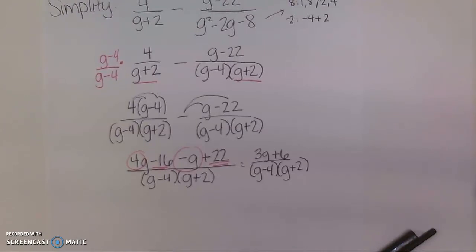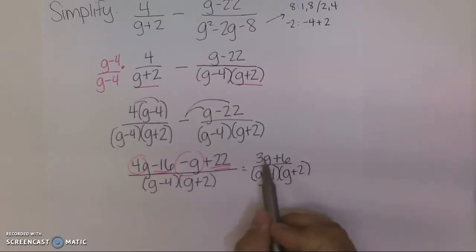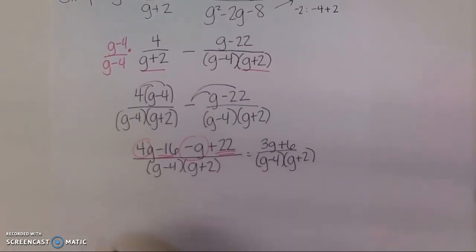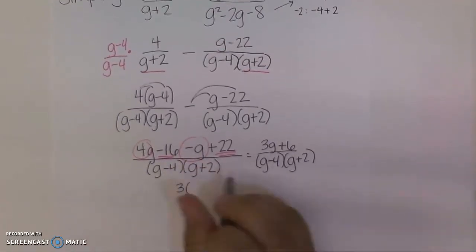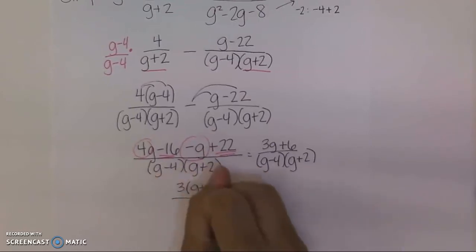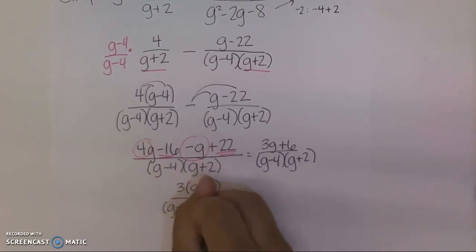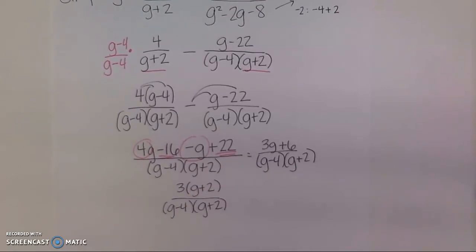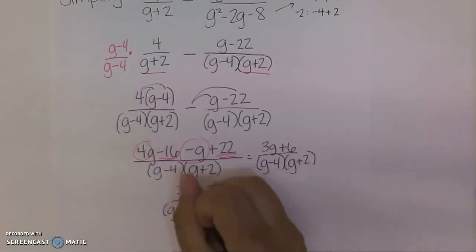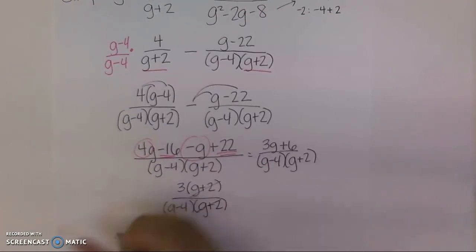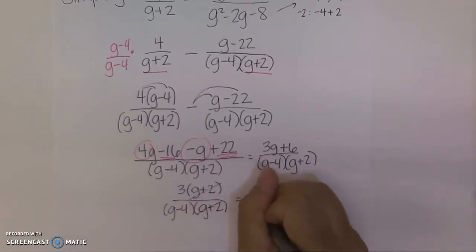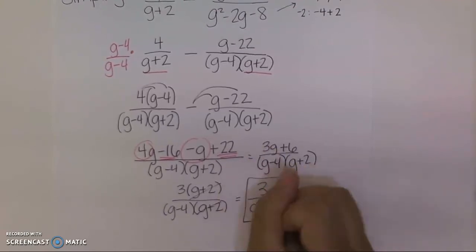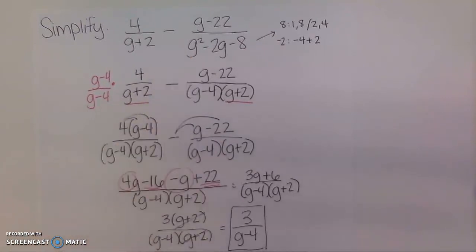We got it in one fraction now, but we have to see that it's simplified all the way. Let's double check. Is there a common factor these have in common? Yes, there is. It's a 3. If I pull out a 3, I have left g plus 2, and then my denominator g minus 4, g plus 2. Now we see that we have a common factor of g plus 2. Those can cancel out, and we're left with 3 over g minus 4. Who would have thought that that mess would turn into such a nice answer? 3 over g minus 4.